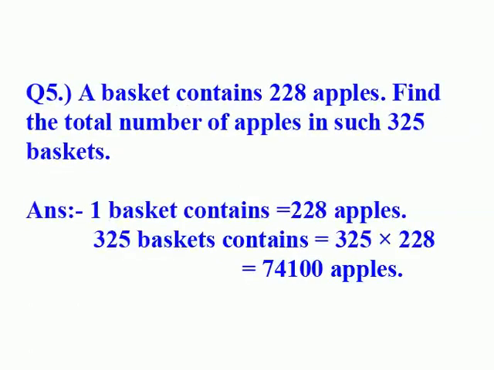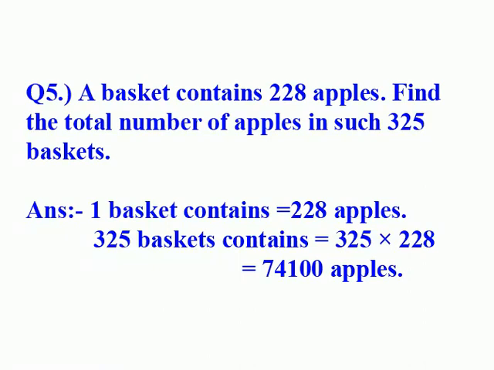Next, moving to the next question, that is question number 5. Question number 5 is a basket contains 228 apples. There is a basket which contains 228 apples. So now you have to find the total number of apples in each 325 baskets. So this is also very simple.